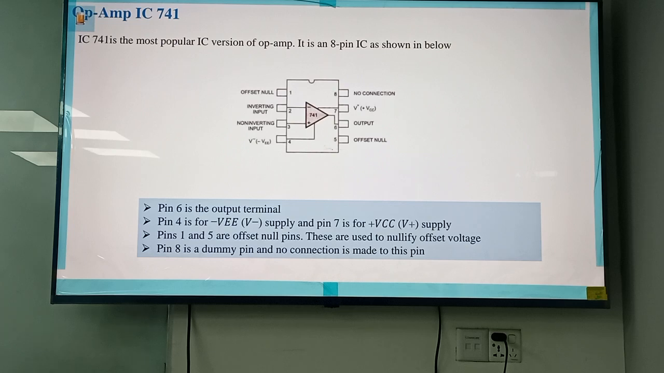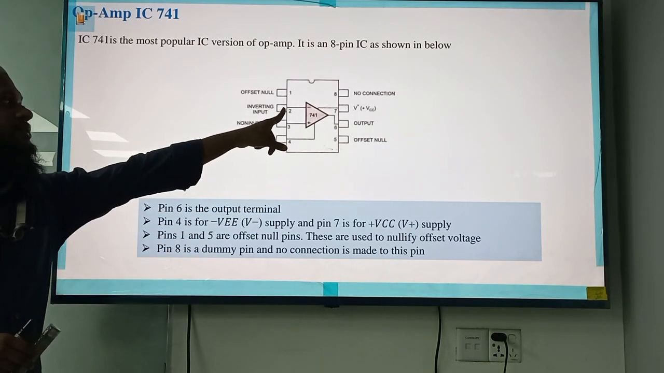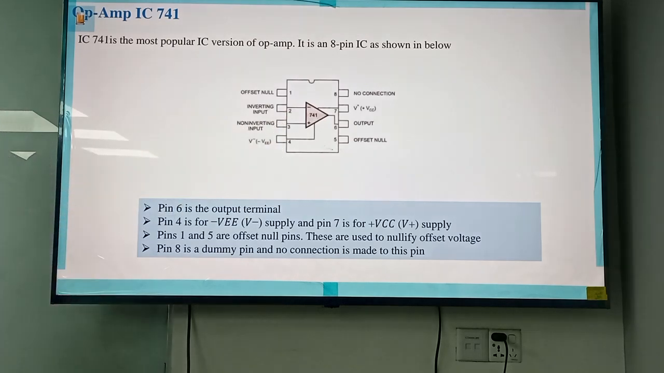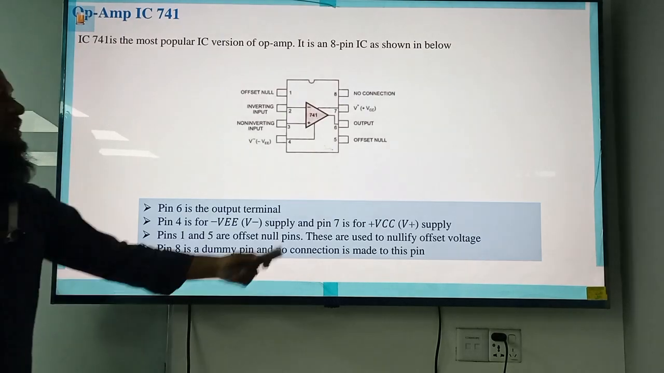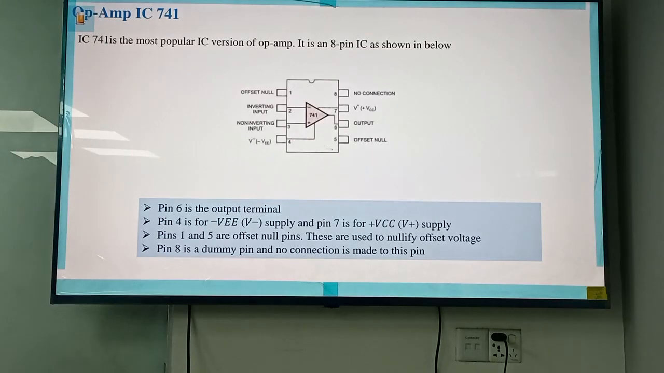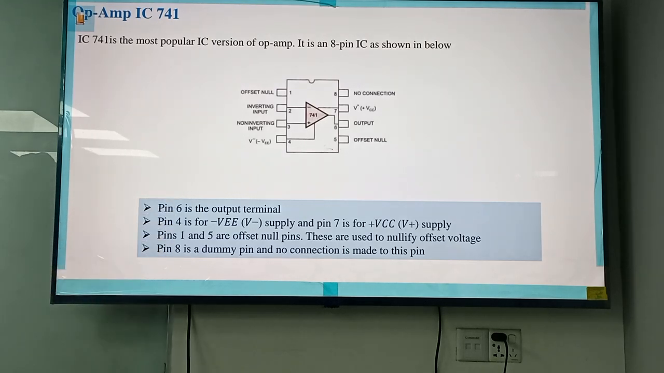But in the previous lab that we conducted, we did not use these pins. You will provide the inverting input using pin 2, and pin number 3 will be used as the non-inverting input. You will see your output from pin number 6, and pins 4 and 7 are used to provide the power supply, positive and negative respectively. These things are mentioned over there.